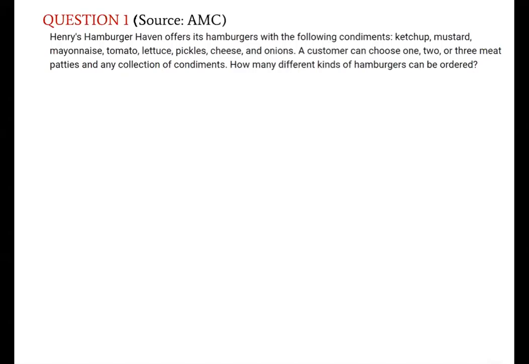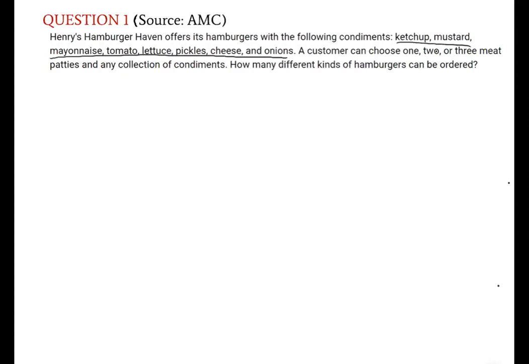We want to find out how many different kinds of hamburgers can be ordered. So first of all, Henry's Hamburger Haven offers its hamburgers with 8 different condiments. Condiments are these thingies, so there are 8 of those. And for each condiment, you can only choose whether you want it or not.